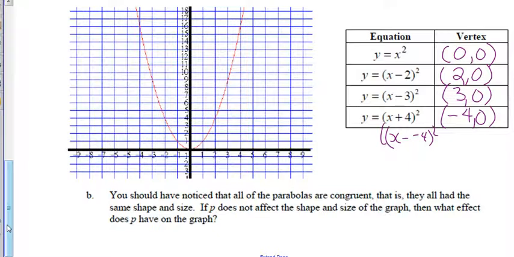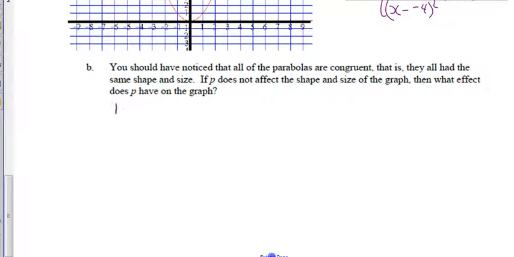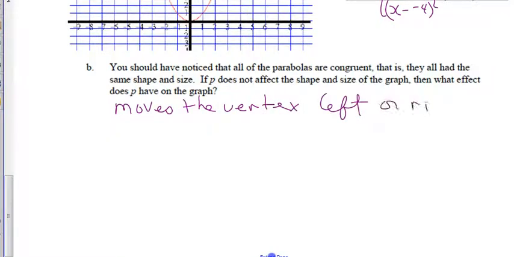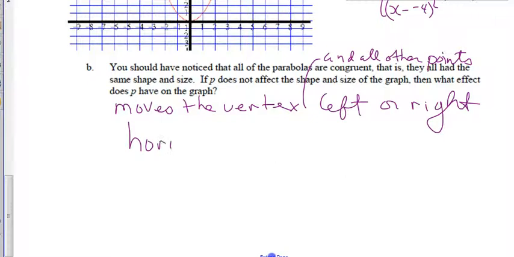Then what effect does p have on the graph? It moves the vertex, left or right. It moves the vertex and all other points. Just the vertex is easy to see, right, where it went. It's not like, hey, the vertex moved, everything else stayed the same. That would be kind of silly. So every point moves left or right. It's a horizontal, so we're going to call it a horizontal translation.